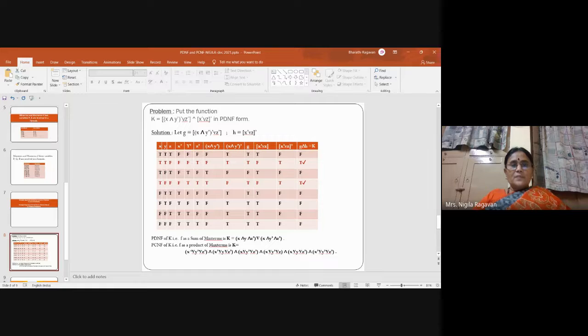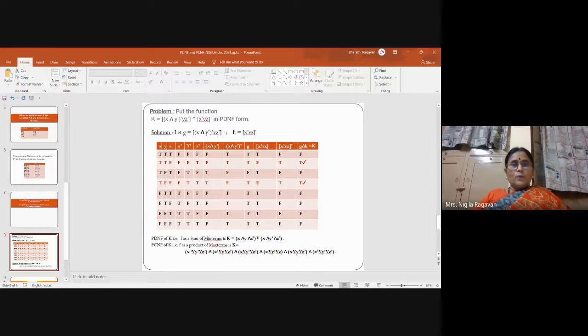For the first four cases, first four rows, replace X values by truth value T. For the next four cases, replace the truth values for X by F. This is the order we follow.